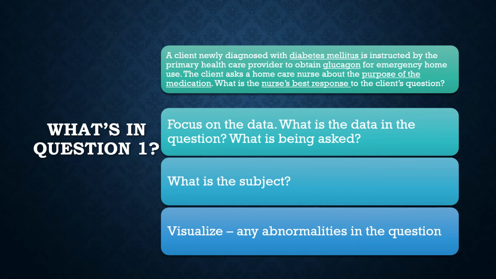As for what's in question 1, focus on the data. What is the data in the question and what is being asked? We see that diabetes mellitus is part of the diagnoses. You see the purpose of the medication, which is related to the glucagon. And then the subject, what is the subject? It is about the medication and the nurse's best response. Visualize any abnormalities in the question as well.